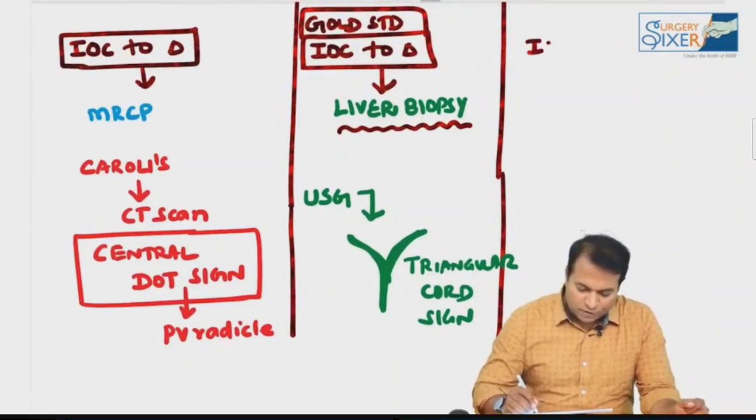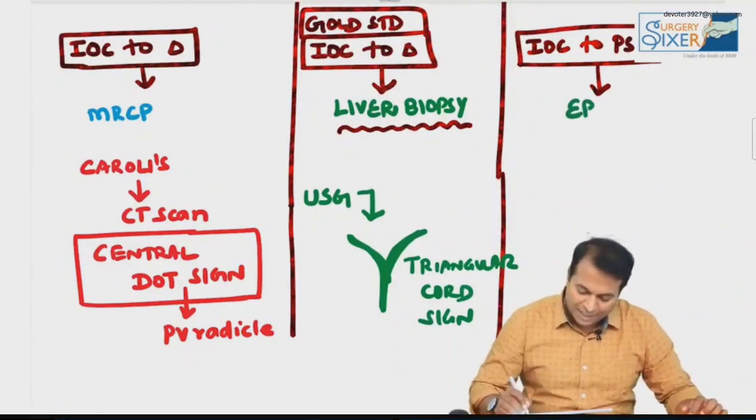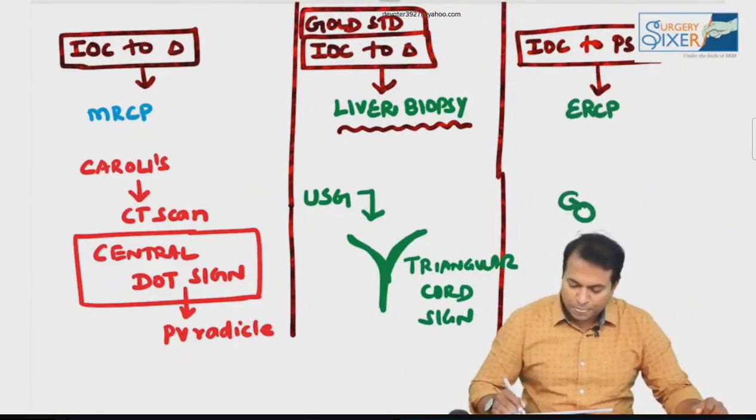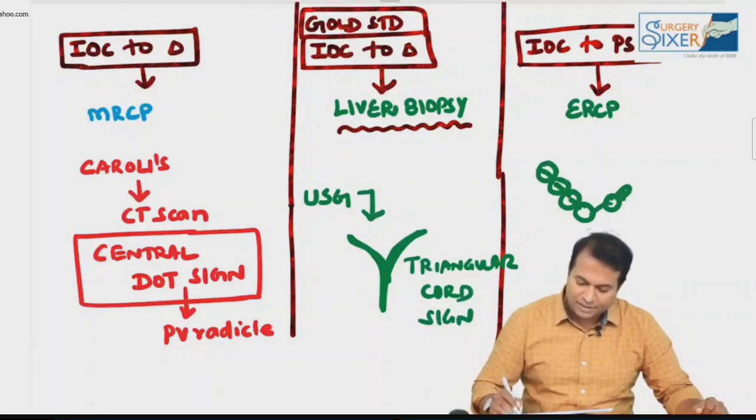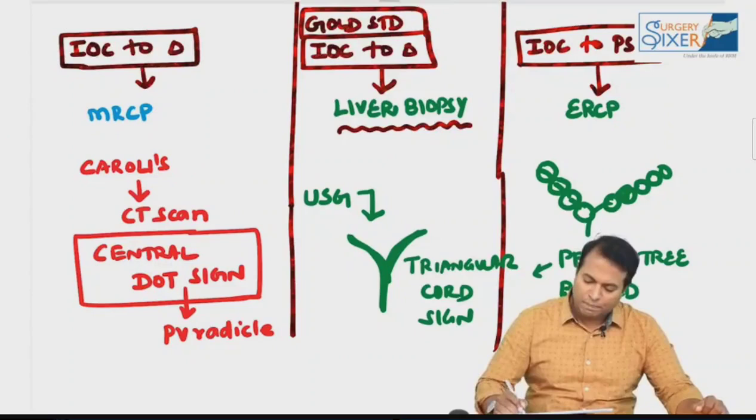What is the investigation of choice to diagnose primary sclerosing cholangitis? Can you tell me? Primary sclerosing cholangitis investigation of choice is ERCP. ERCP will show you the beaded appearance of intrahepatic ducts like this. This appearance is known as pruned tree appearance, or beaded appearance, in an ERCP.